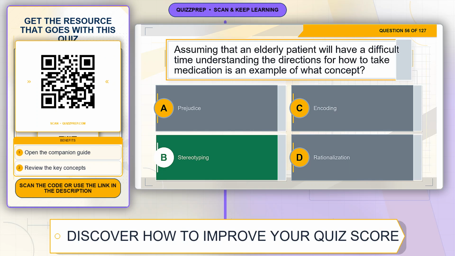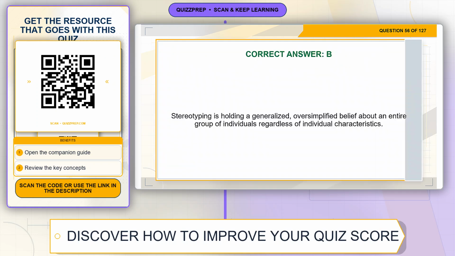The correct answer is option B, stereotyping. Explanation. Stereotyping is holding a generalized, oversimplified belief about an entire group of individuals regardless of individual characteristics.